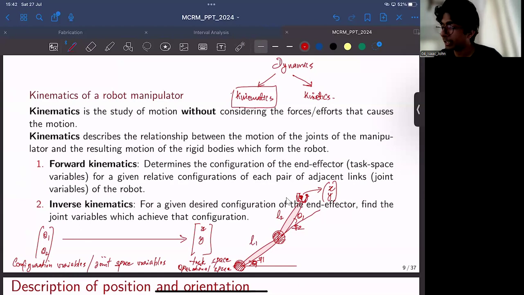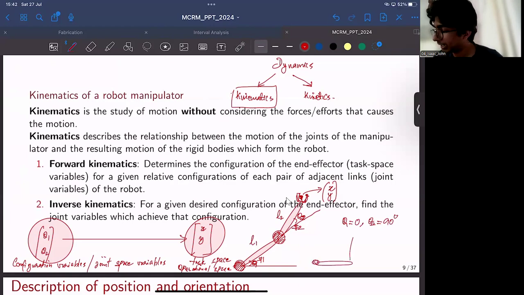Right. So the forward kinematic problem is to find out the task space for a given set of joint space variables. Right. For example, if I give an input theta1 to the first link and an input theta2 to the second link, what would be the position that the end effector reaches? One example is if theta1 is 0 degree and theta2 is 90 degree, the robot manipulator would look something like this, an L-shaped configuration, right?